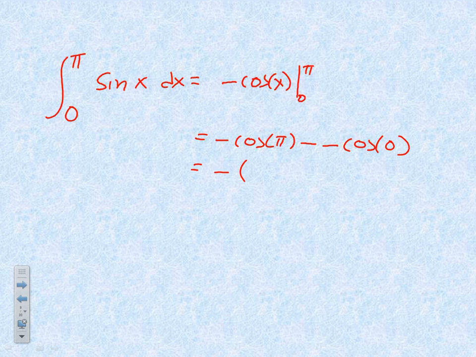What's the cosine of pi? Negative 1, and then double negative here, and the cosine of 0 is? The negative of negative 1 is 1. 1 plus 1 equals 2. So you just take the antiderivative and plug in the endpoints. Take the antiderivative.